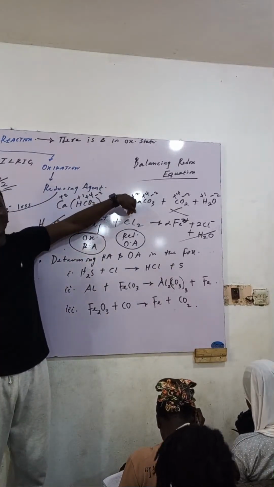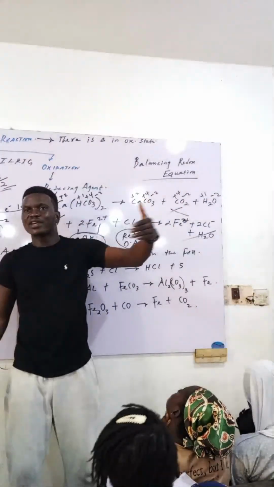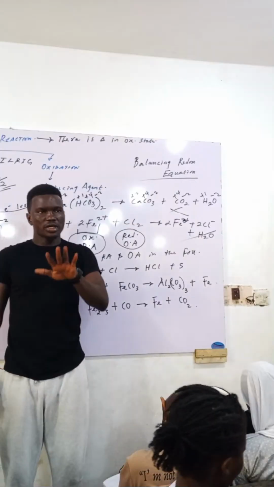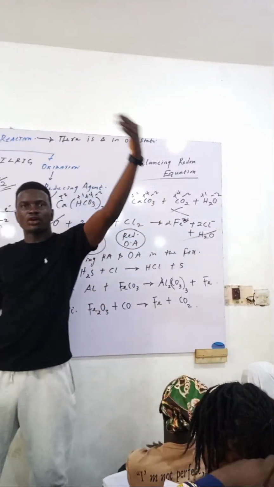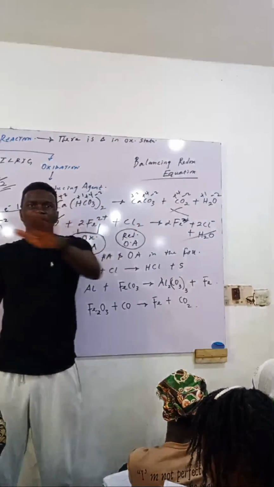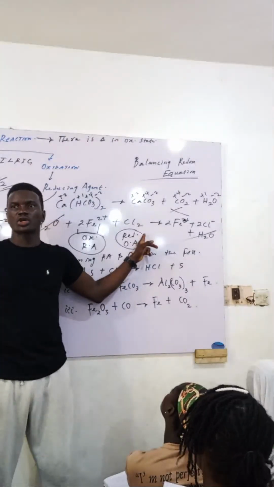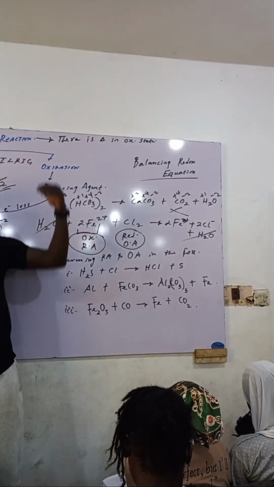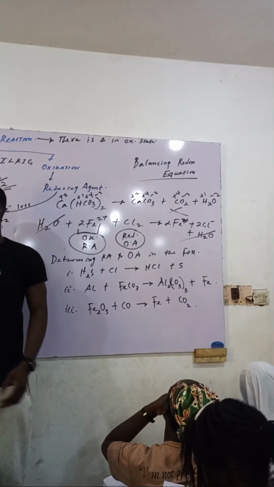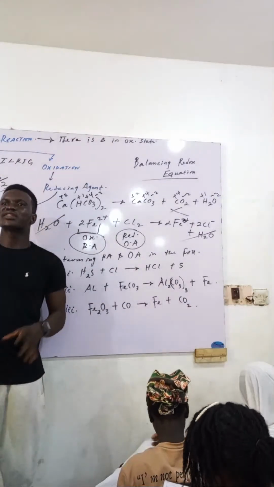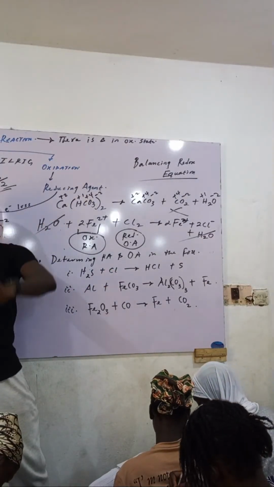This one is 0 and it's minus 1. 0 to minus 1. Is there any increase or decrease? It's a decrease. 0 to minus 1 to minus 2 to minus 3. That's decrease now. So this one is undergoing reduction. This one is undergoing oxidation. Is that taking? Fe3+ plus 3e to Fe, that's plus 3 to 0, that's reduction.